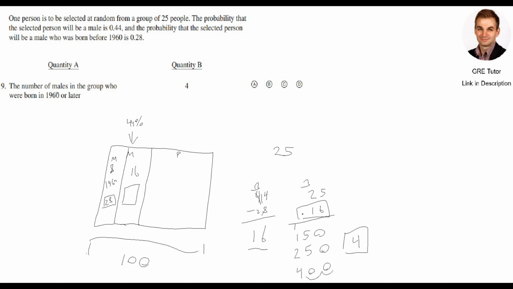So the number of males in the group who were born in 1960 or later is 4. Quantity B is 4, so quantity A and quantity B are equal.